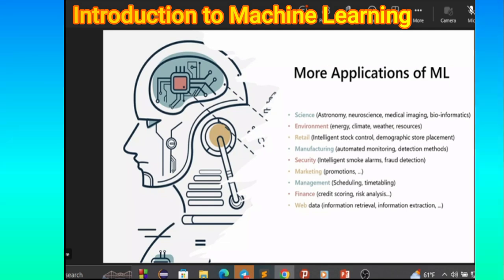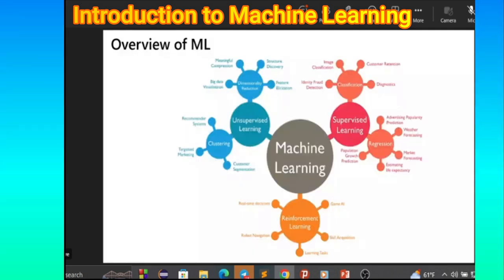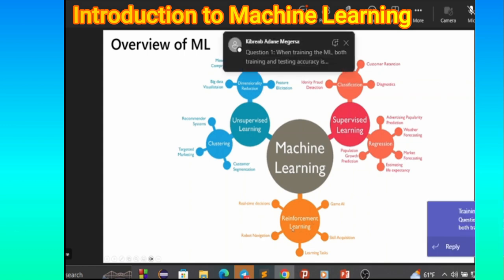Now the overview of machine learning. This is one of the cheat sheets of machine learning, dividing machine learning. We will see a deeper dive of each of the machine learning approaches. So today, there are three types of machine learning. One is supervised, the other is unsupervised, and the third one is reinforcement learning. And each of these models has its own application.